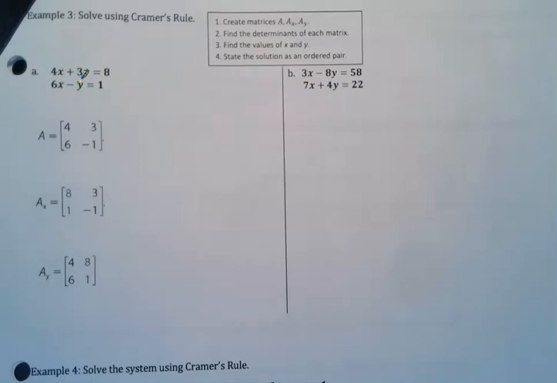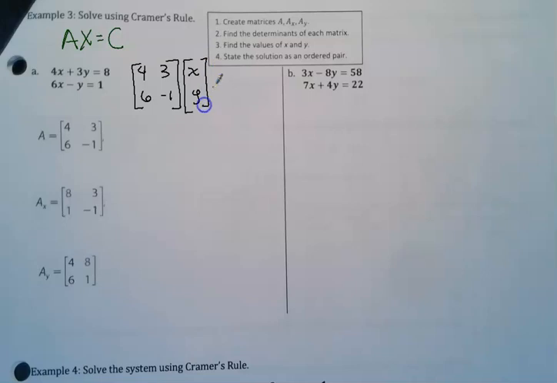Maybe I should have looked at AX equals C first. Let's just start over, maybe it would be good for you to see that. So we would have A as 4, 3, 6, -1, then we have x, y, equals, and our constant matrix is 8, 1.